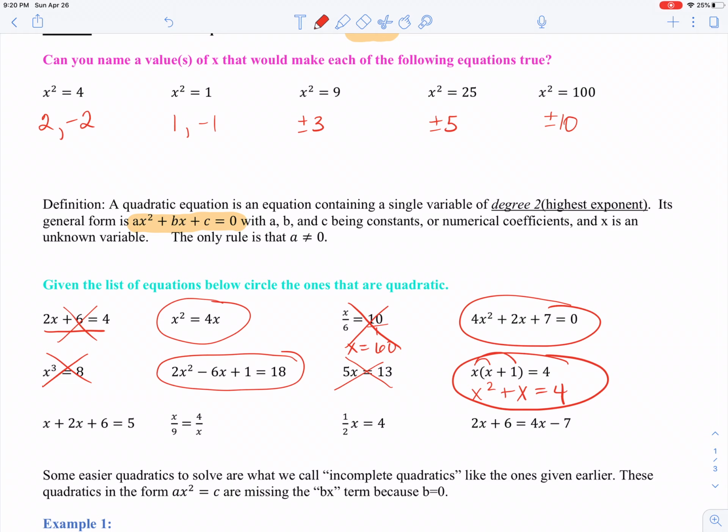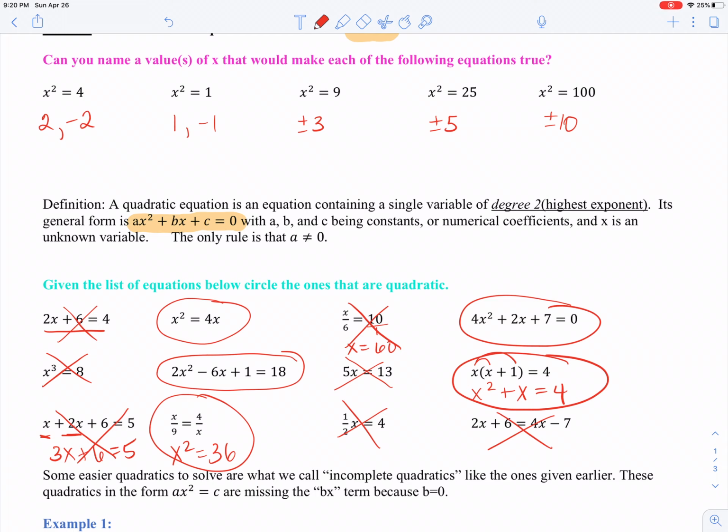The next one has 2 terms with an x in it, but if I combine those, I'll actually get 3x plus 6 equals 5. That's a linear equation, so I'm going to cross that one out. The next one, if I cross multiply, I'd get x times x is x squared equals 36. That's a quadratic equation because it's second degree. The next one's first degree, so it's linear. And the last one also, nothing squared, it's linear. So there were 5 equations that we circled.